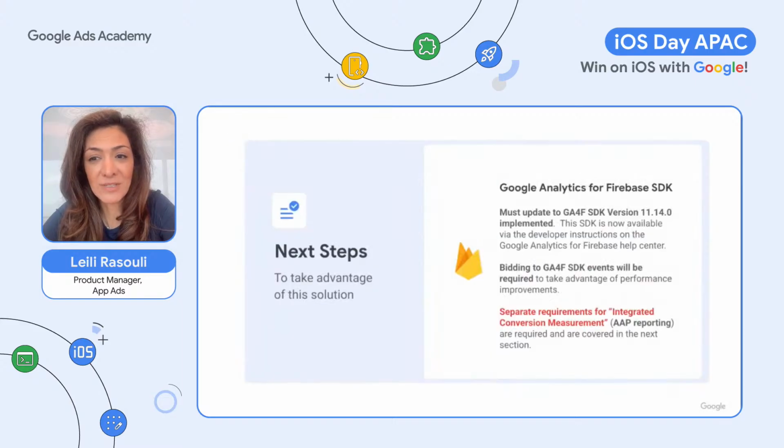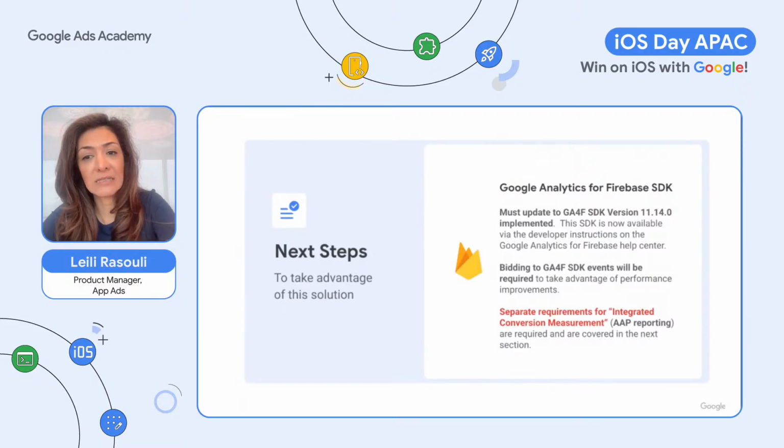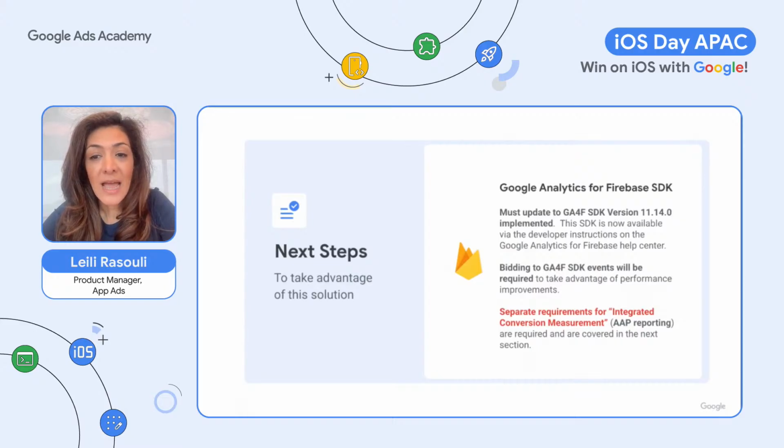We are excited to announce that on-device measurement with Event ID will be available as of tomorrow if you update to the latest version of Google Analytics for Firebase. And please note that bidding to GA4F SDK events will be required to take advantage of performance improvement.